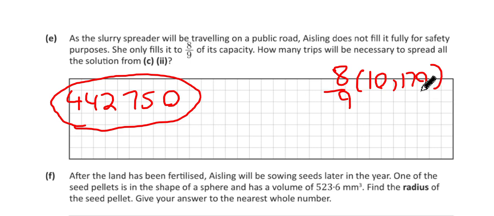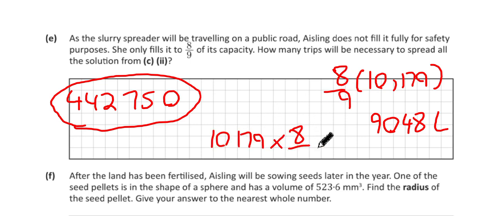Is that okay? So I want you to multiply by 8 and divide by 9 and give me the answer. So that's how much slurry we're going to take in each time. 9,048 litres. Is that what you got? Times it by 8 and divide by 9. Or just do 10,179 multiplied by 8 over 9. It'll do the same thing.